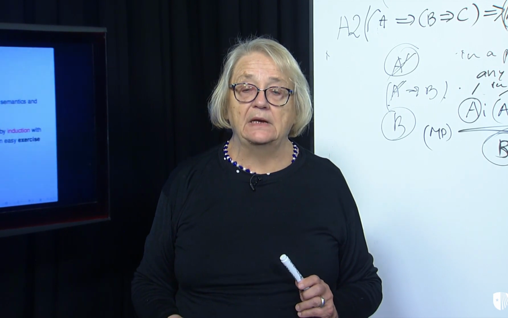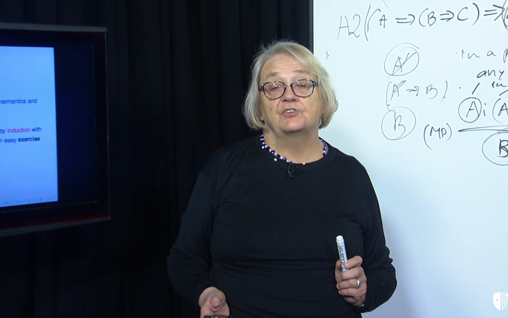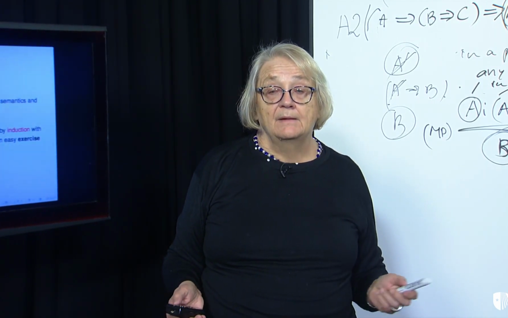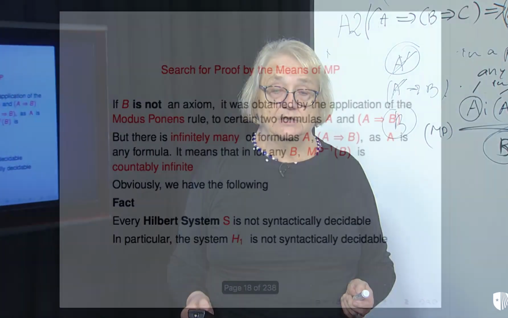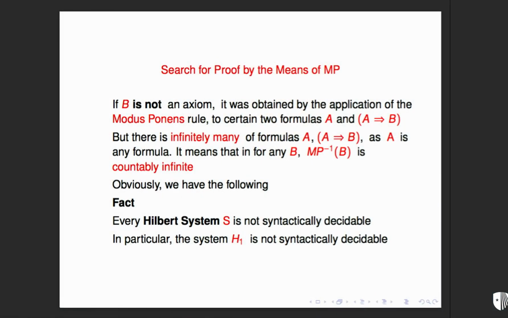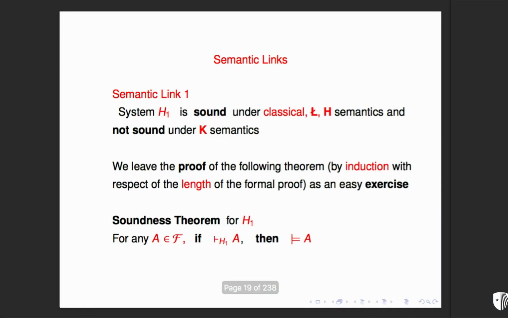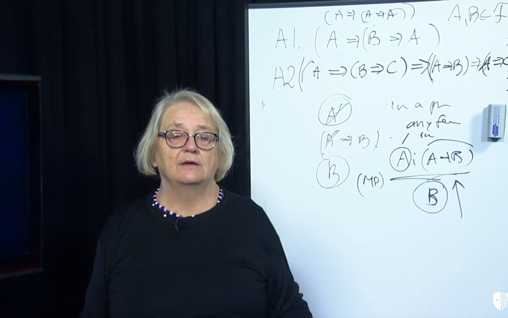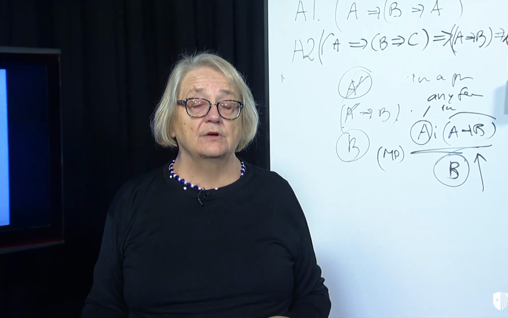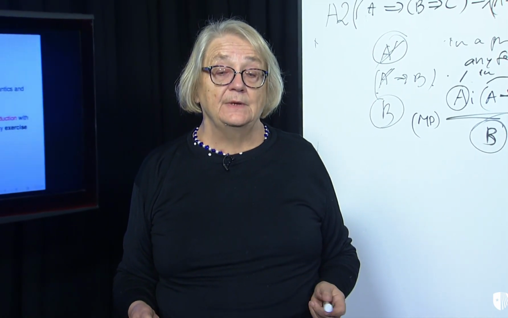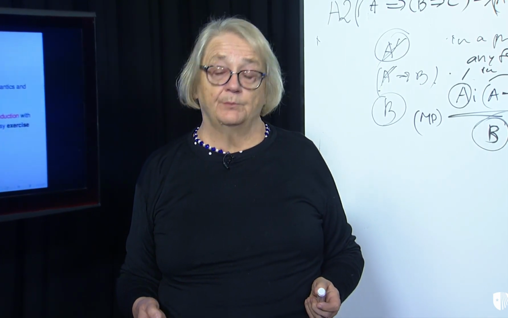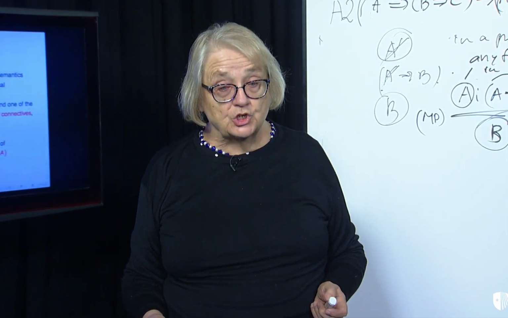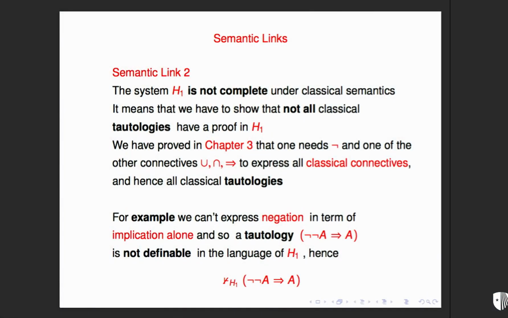And now we have semantic links. That system H1 is obviously sound under classical semantics, because these are tautologies, these are tautologies, and this is a sound rule. So you have a soundness theorem for this system. It means that if a formula has a proof, then it is a tautology.